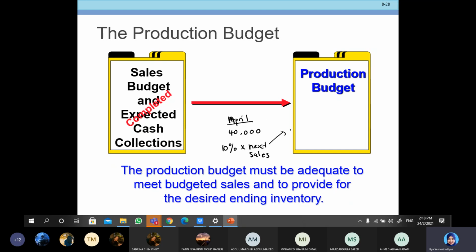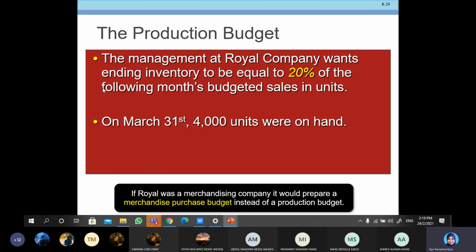Because sometimes, if anything happens in May, let's say no electricity, at least we have 10% of May demand. In May production, at least we have something to sell. They don't want to have nothing because we didn't prepare for it. So normally each company will have this portion to be kept in ending inventory, to be brought into next month. All right, so now we continue.